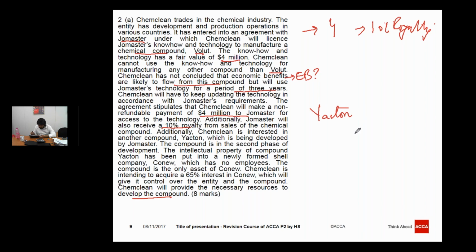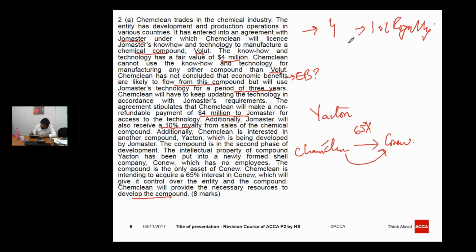The compound is in the second phase of development. The intellectual property of the compound Yactone has been put into the newly formed shell company, Kunai, which has no employees. The compound is the only asset of Kunai. ChemClean intends to acquire 65% interest in Kunai, which will give control over it. So ChemClean wants to acquire 65% shares, meaning the controlling interest in Kunai.